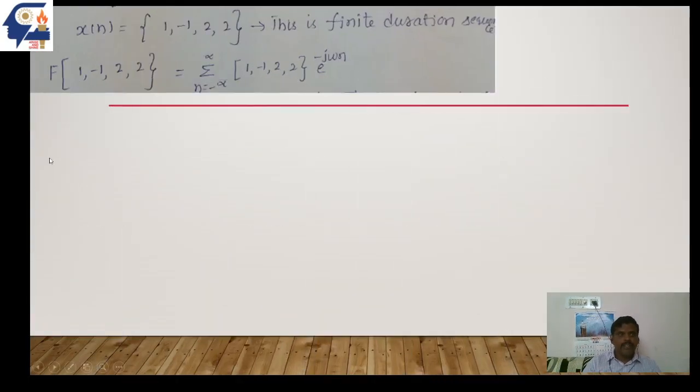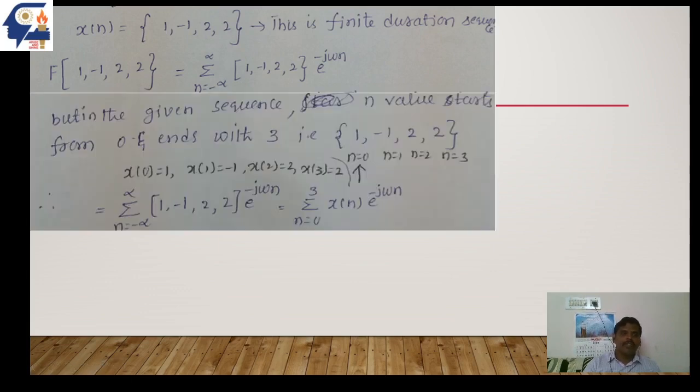Next one, x of n they given 1, minus 1, 2, 2. This is the finite duration sequence. In this case they are not given any arrow mark, so we can assume n equal to 0. So the given sequence n starts from 0 and ends with 3.